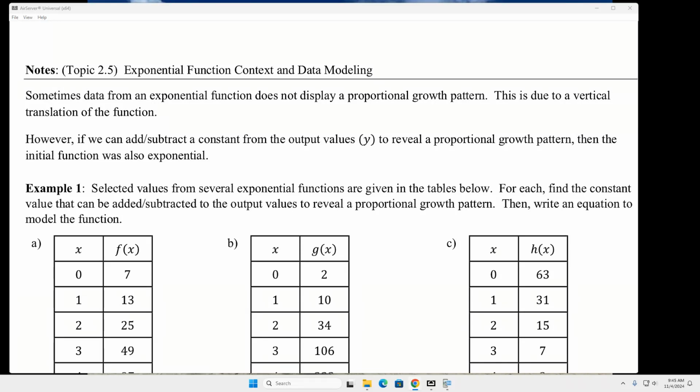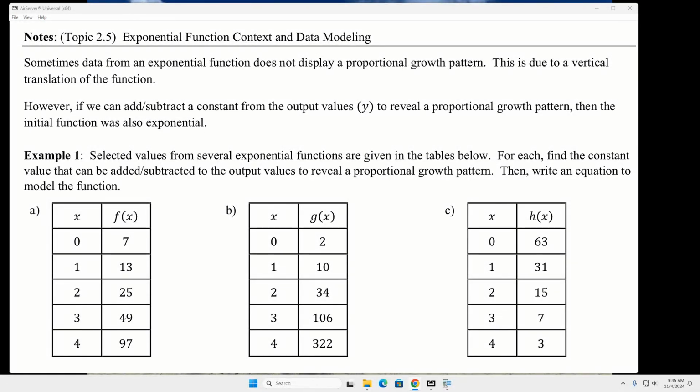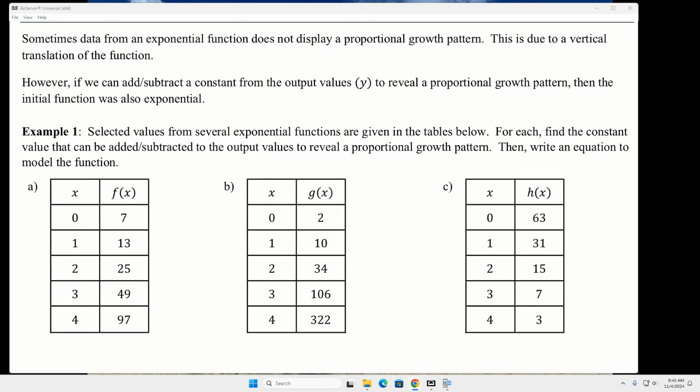All right, so today we are going to be looking at exponential functions in context, sometimes. And then we are going to be modeling data with an exponential function. The other thing we're going to do is this first part where you have a table of values and it tells you that there is a proportional change. But it doesn't look like there is. And the reason it doesn't look like there is a proportional change is because a constant has been added or subtracted to it. So there was like a vertical translation that you're going to have to figure out what it is. So this is kind of like solving a puzzle.